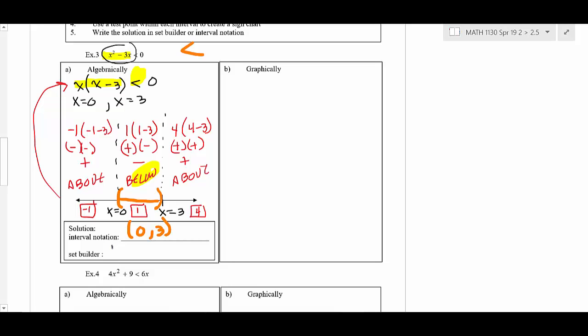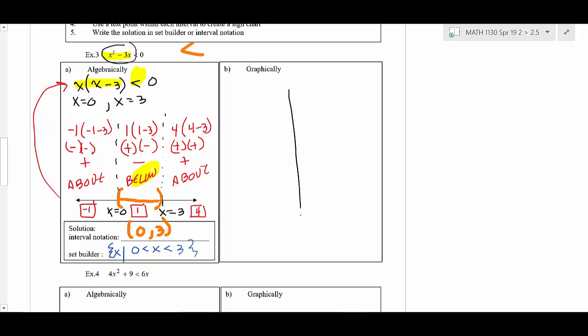And then set builder, you just say set of x. And then the way you write this is you have to say 0 less than x less than 3. That's how you put that x in the middle of 0 and 3 with two less than signs. Okay.